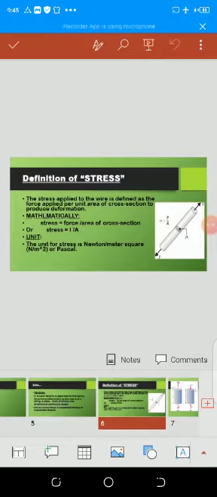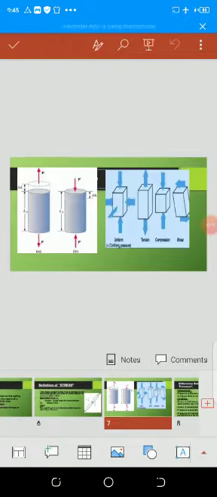Unit. What is the unit of stress? The unit of stress is Newton per meter square, because the force unit is the Newton and the area unit is meter square. That's why the unit of stress is Newton per meter square, or we say a Pascal. Look at this diagram.